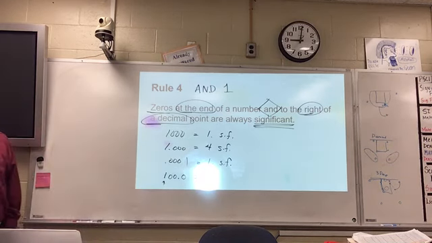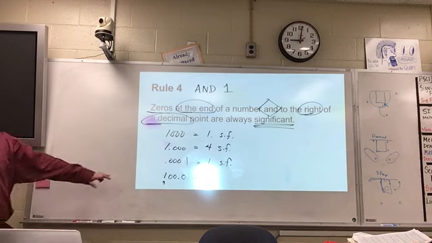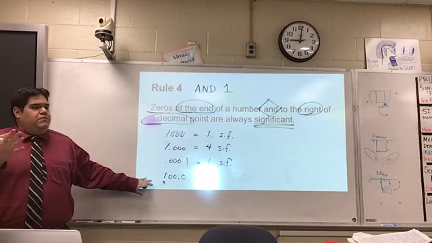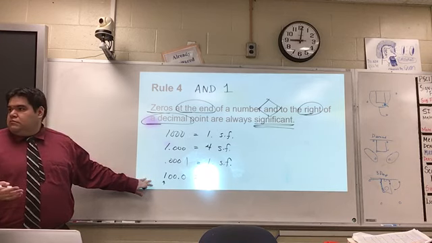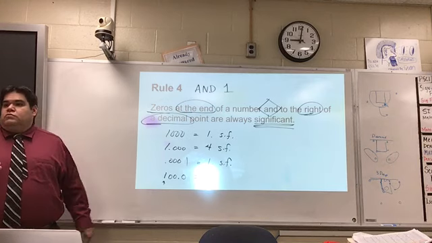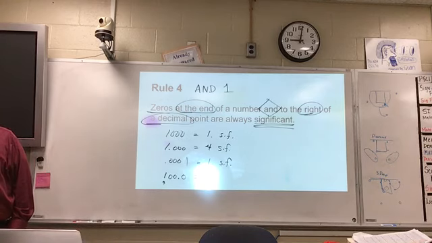Now here's my thing. Any number that you count as significant, you should be able to defend by giving me a rule. If you can't give me a rule, you're talking out of your butt, and I don't believe you. That means you guessed. Okay? What rule backs up your claim? Rule 1. Anything not a zero counts.